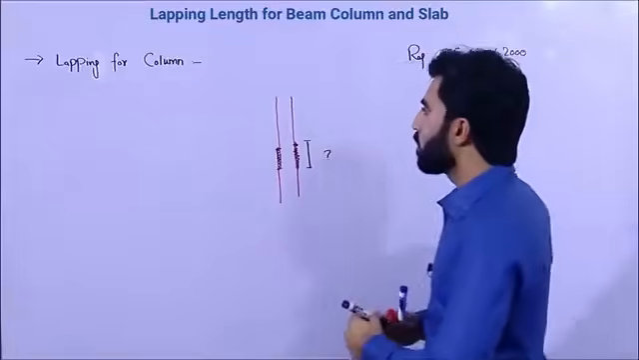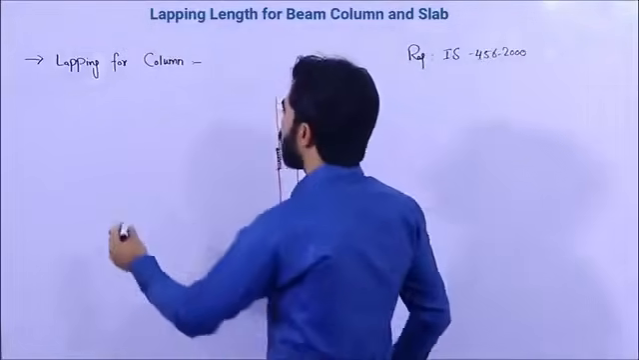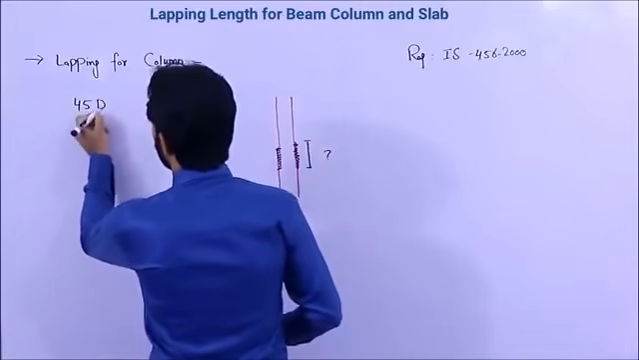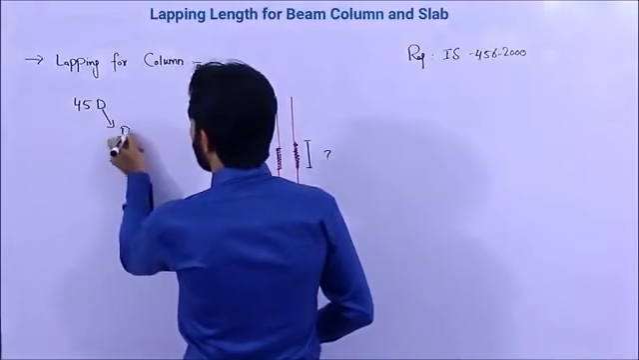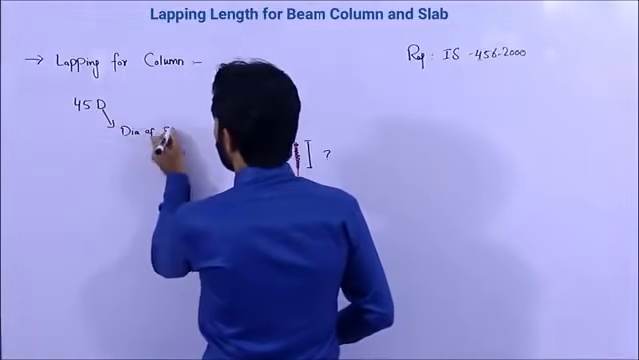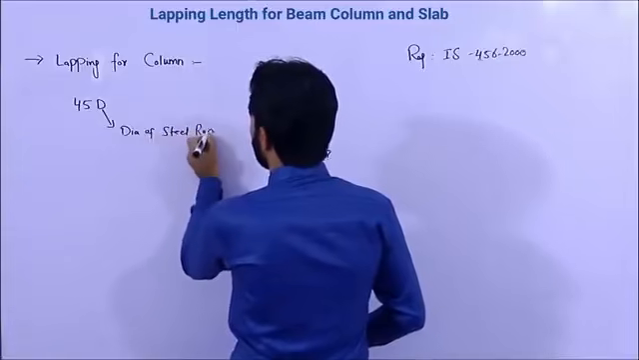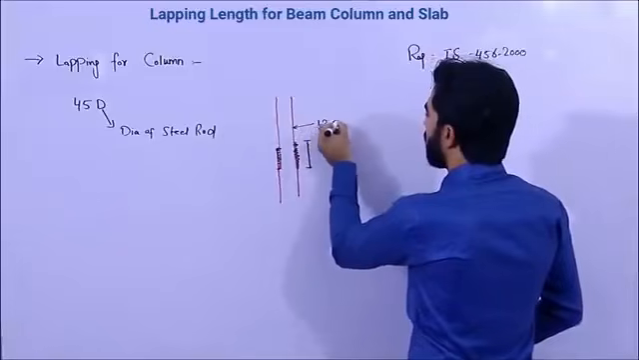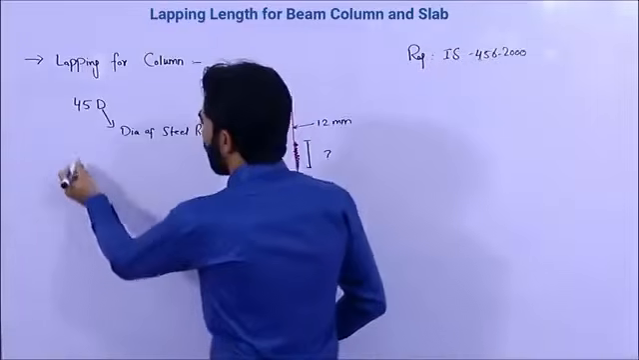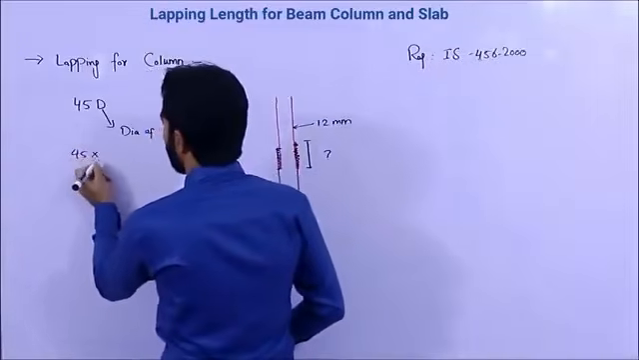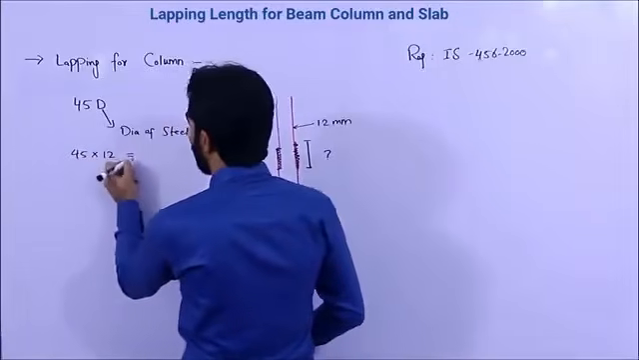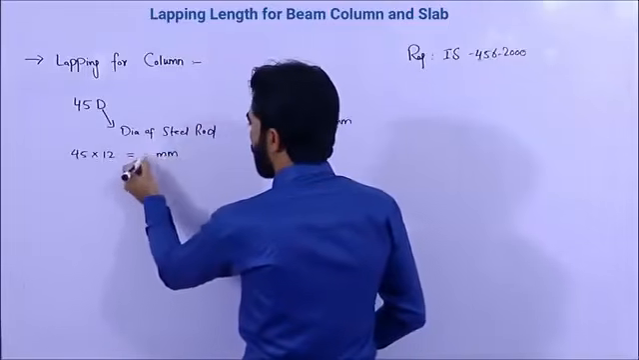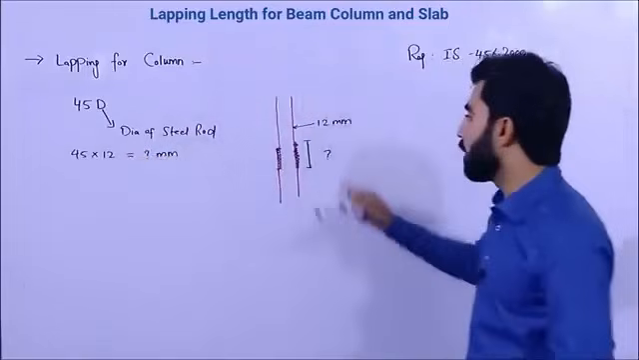Okay, so the formula for lapping length is 45D. Remember guys, where D is diameter of steel rod. For example, if the diameter of steel rod is 12 mm, so now the formula will be 45 multiply 12, then you will get the value of lapping length in mm.